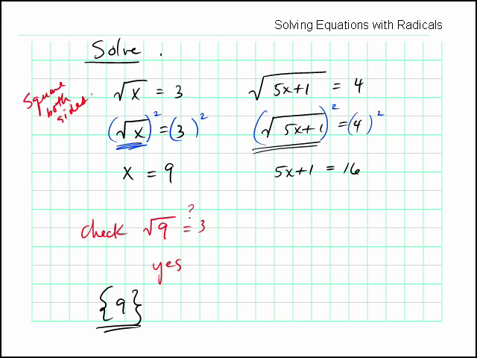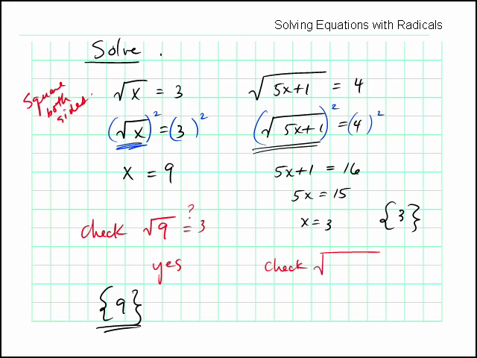Okay, now I'm going to solve for x here by moving the 1 over. 5x will equal 15. And then dividing by 5, and we get x equals 3. And so our solution is 3. Well, let me check, actually. Let's check and absolutely make sure 3 works.